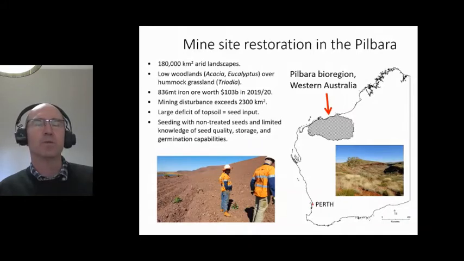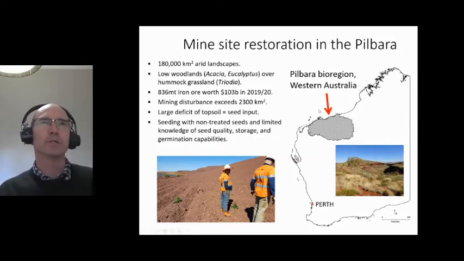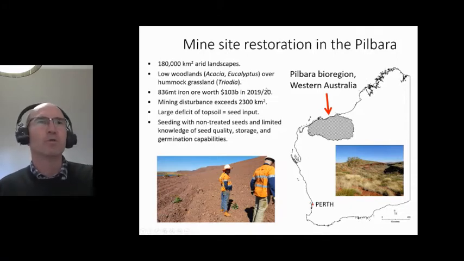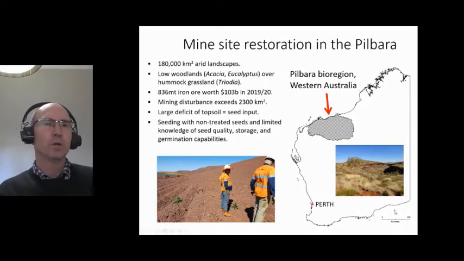So it's also a centre of mining activity in Western Australia, particularly iron ore mining. So you can see some of the statistics there, over $100 billion in 2019-20 of iron ore from this region. So the mining disturbance footprint, the published figures are somewhere around 2,500 kilometres, but in fact they're probably at least twice that size. And we are trying to restore landscapes such as this.